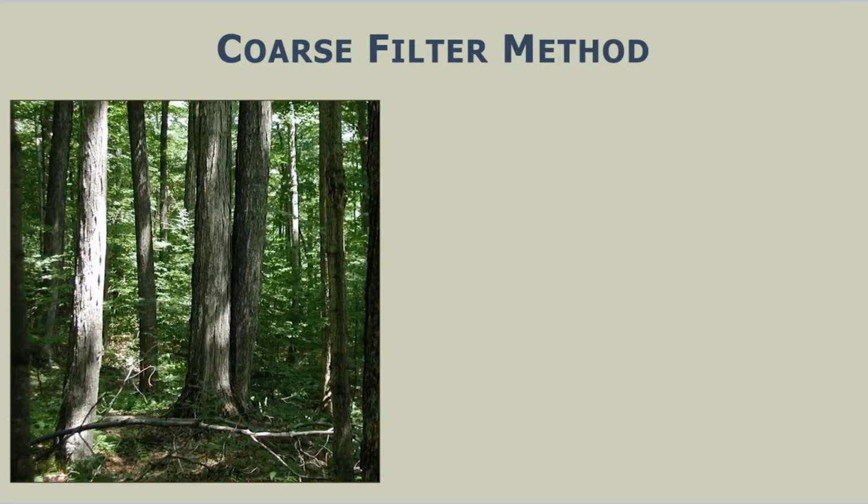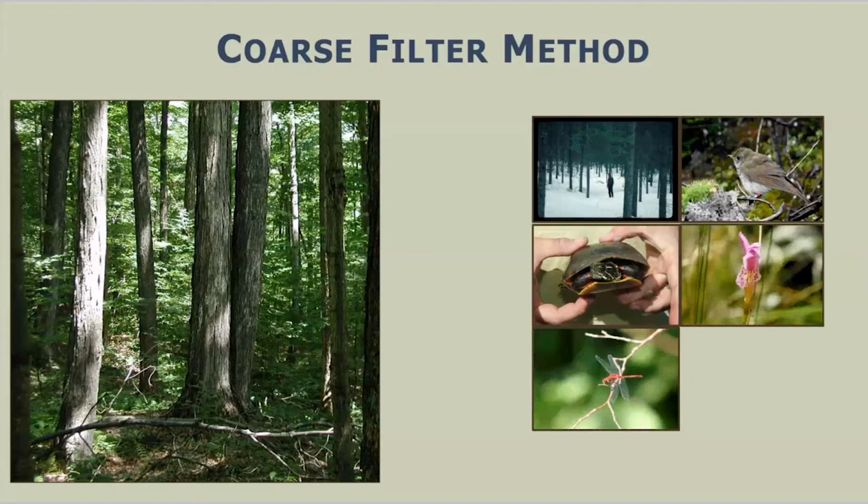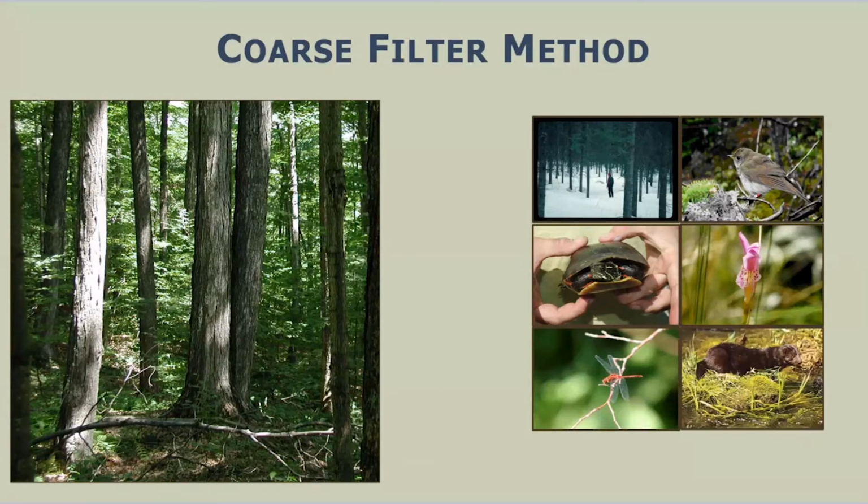And it works by applying what we call the coarse filter method of conservation. If you think about filter here, think about a colander that you'd strain your pasta, and the coarse is a larger filter. And the idea there is that if you take a habitat like a forest and protect good examples of that forest, you're going to bring along all the other species that live there, from the reptiles and amphibians to the plants and the birds and the insects.